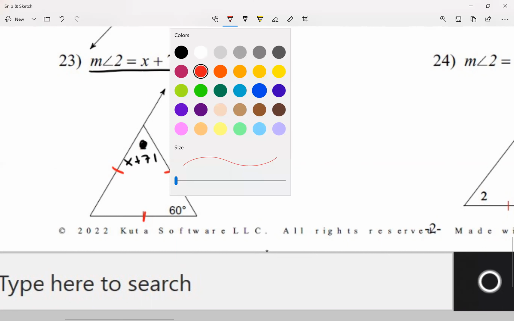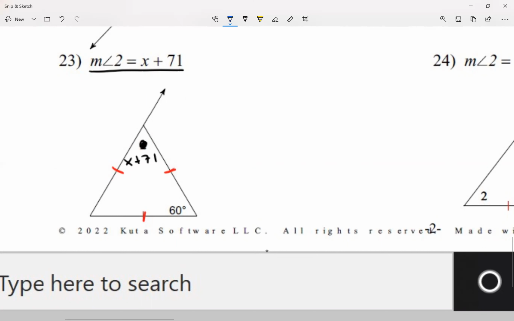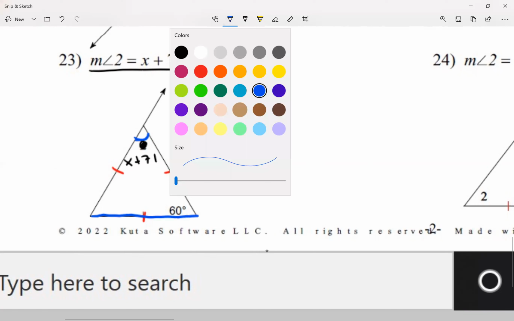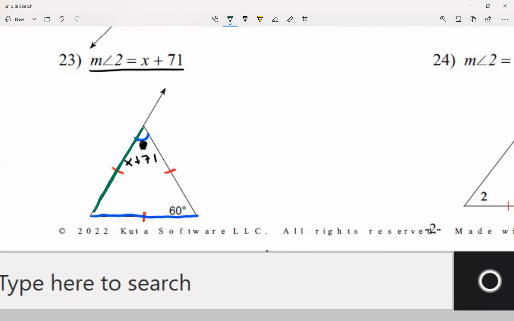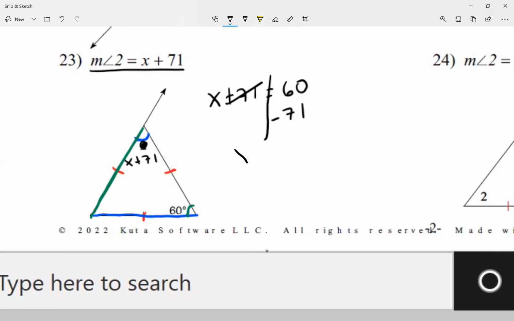Okay, so what do I mean with that? Let's say this side is opposite to this angle. And in green, let's say this side is opposite to this angle. Now, obviously, the third side is opposite to the third angle. There, all the sides are equal. So that means all the angles are equal. So I'm just going to say x plus 71 is equal to 60. The rest is just algebra. The plus 71, let me move it over as a minus 71, opposite sign. So I get that x is equal to negative 11.